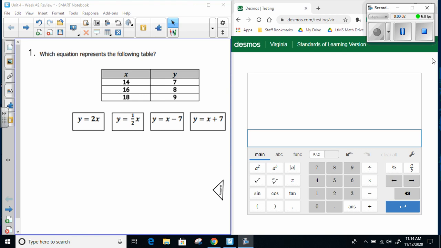Hi everybody. In this video, we're going to go over some practice problems that you covered in your math class last week. Number 1 says, which equation represents the following table?